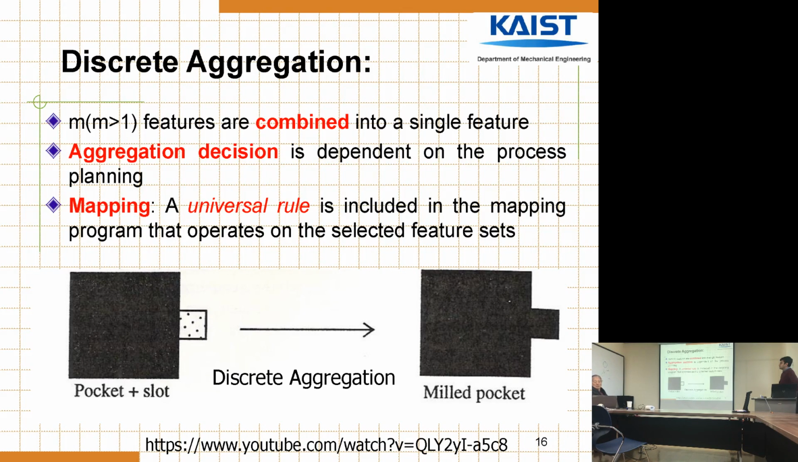So generally you can make a universal rule, like in the video that I shared yesterday, in which the user was defining the rules for how you will map. That universal rule is included in the mapping program that operates on the selected feature sets. Here in the example you can see one pocket, the bigger one, and the slot are combined into the milled pocket. So the milled pocket is one machine feature.